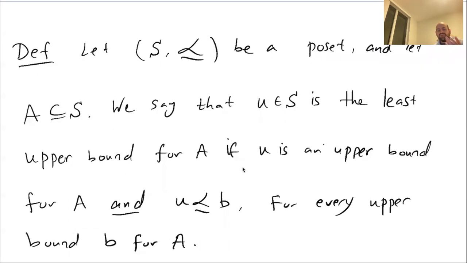So you can guess from the name, the least upper bound. The least upper bound for a set A, first of all, has to be an upper bound. So when do we say that U is the least upper bound? If first of all, U is an upper bound, and it has to be the least upper bound, meaning that if you consider any other upper bound for A, like B, U has to be less than or equal to that.